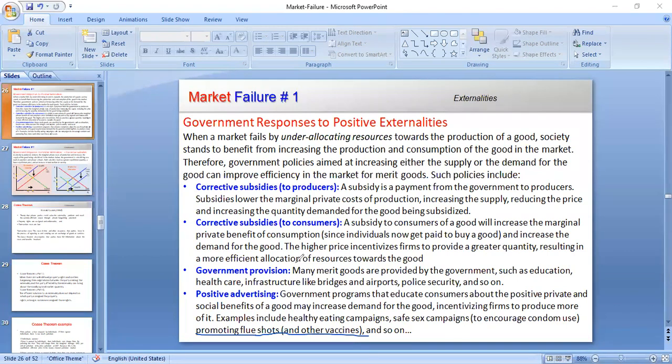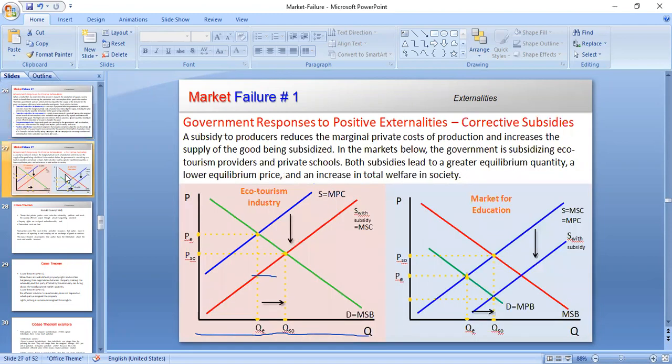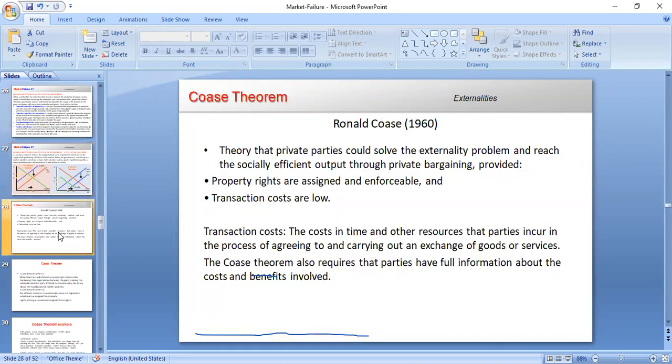So that's why the government, for example, provides vaccinations free of charge and encourages people to get vaccinated, that kind of thing, right? So that's how the government internalizes these positive externalities, right? So we've looked at those diagrams already. Let us look at the Coase theorem.